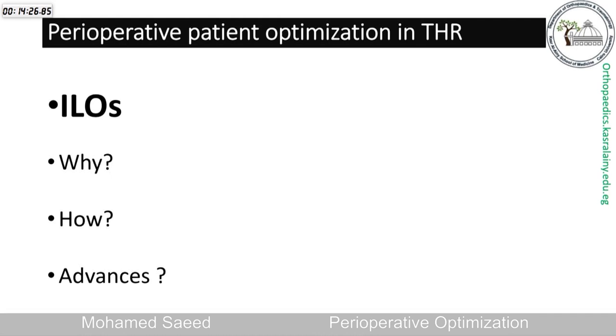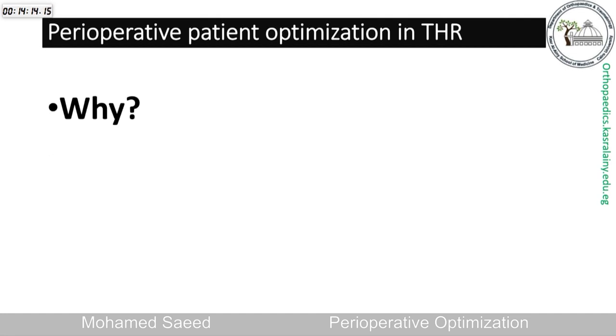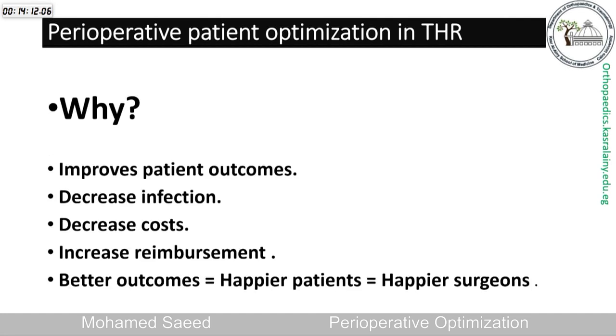احنا عايزين نعرف ايه in this session. We will know why we need to make patient optimization, how we will make patient optimization and the advances in this way. Why? This will improve patients' outcomes, decrease infection, decrease the costs, increase reimbursement, and better outcomes equal happier patients and happier surgeons.